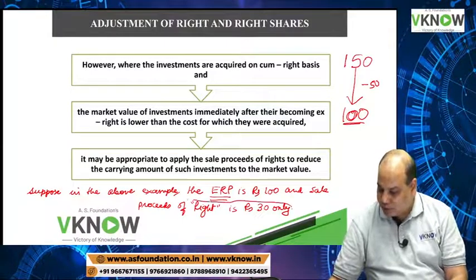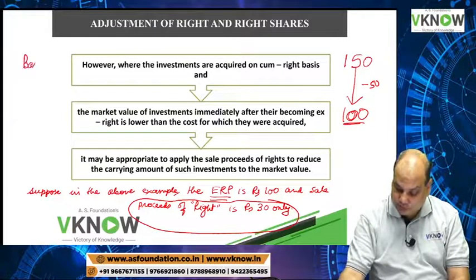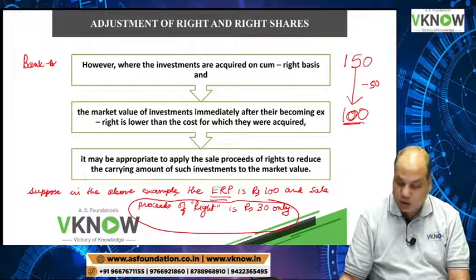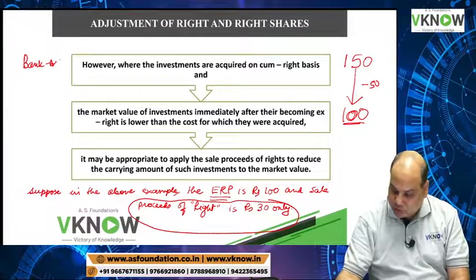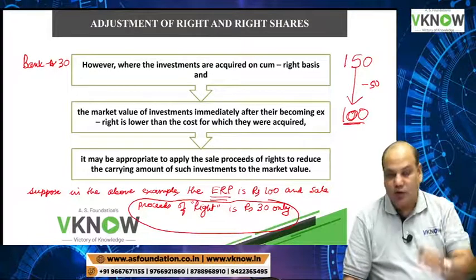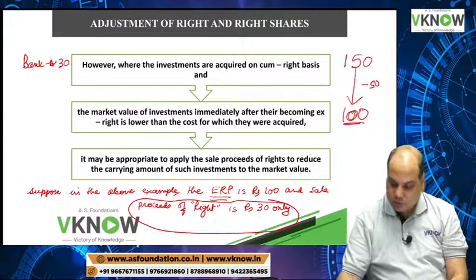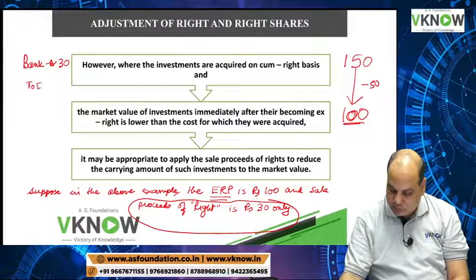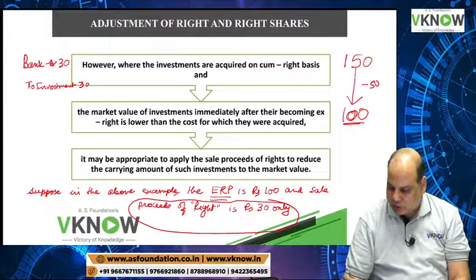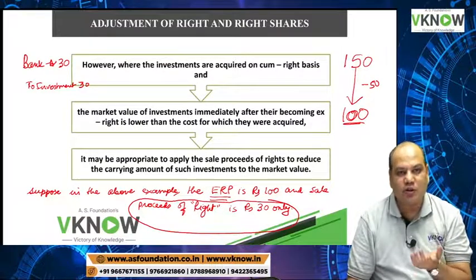But you have received only 30 rupees. So bank account debit 30, because I can't change the bank figure. Is there a reduction in the value of the investment? Yes. To investment 30. So I will credit investment 30 only because I have received 30 only.